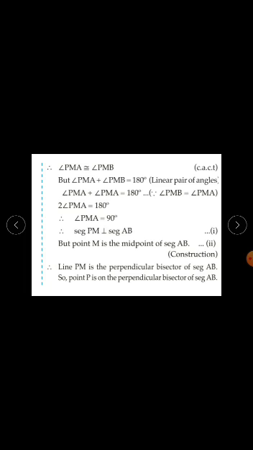Therefore, angle PMA plus angle PMA equals 180 degrees, since angle PMB equals angle PMA. So 2 times angle PMA equals 180 degrees. Now angle PMA equals 180 divided by 2, so equal to 90 degrees. Therefore, angle PMA is equal to 90 degrees.